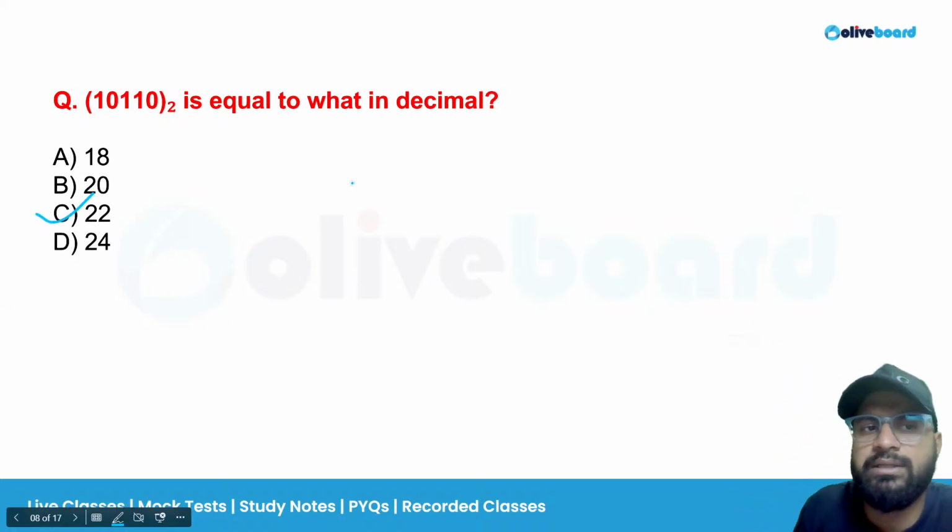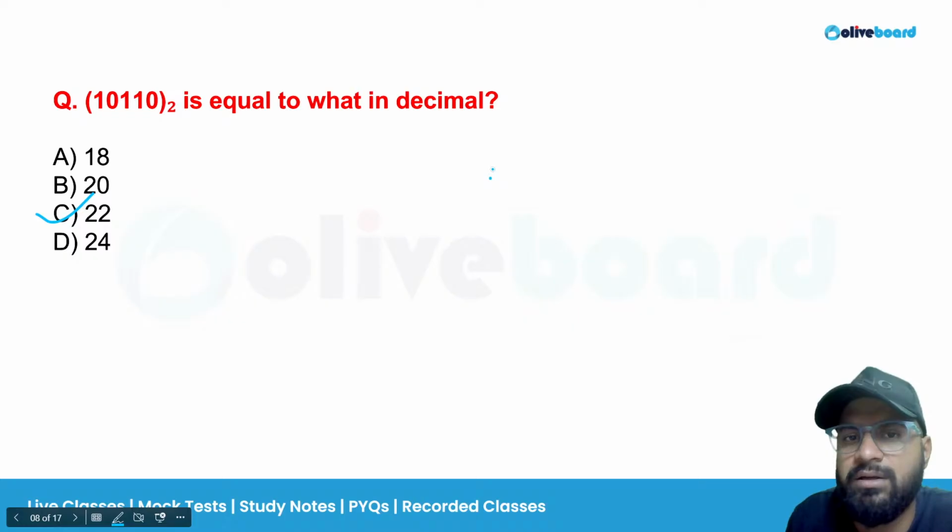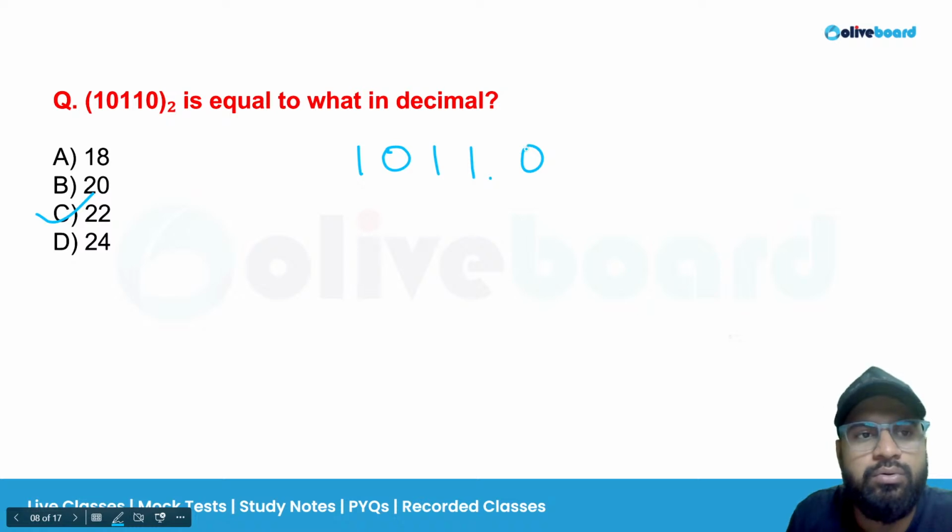How have we converted this? If you want to convert from binary to decimal, what do we need to do? We have to multiply with the powers of two. This is your binary number, 1 0 1 1 0. So I have to multiply with 2 raised to 0 into 0 here.